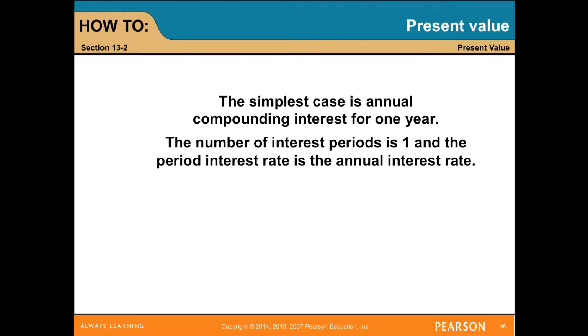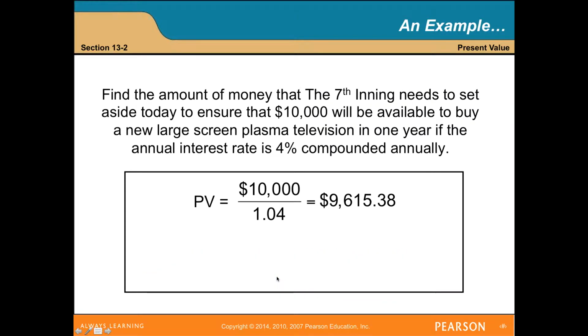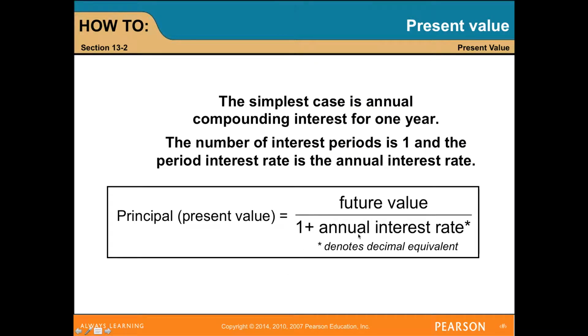The simplest case is annual compounding interest for 1 year. The number of interest periods is 1, and the period interest rate is just the annual interest rate, and you don't have to do anything else to it. So here we go. Principal or present value equals the future value over 1 plus the annual interest rate. Here we have the decimal equivalent, which is inconsistent with what's in other slides, so I apologize for that. But you get the point. This is basically 1 plus r.